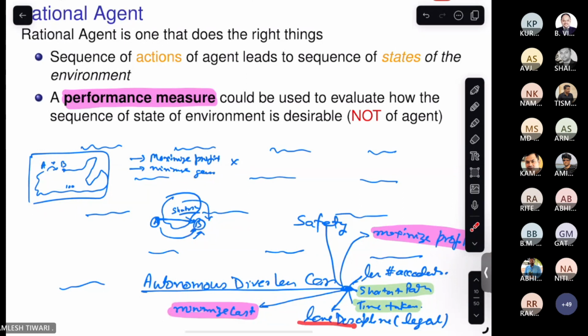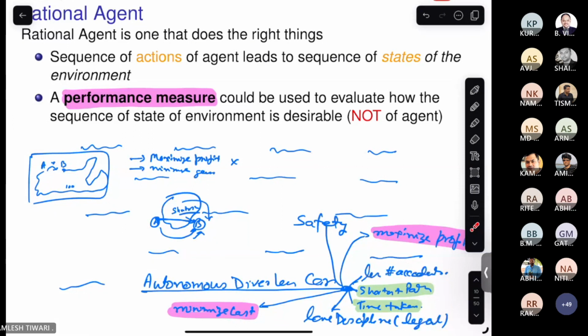Lane discipline is again a very important thing. That lane discipline somebody should follow. But only following lane discipline and going from this particular side is again going to be a big problem. Yes or no? Less number of accidents. Again, I think it comes into this lane discipline only. If somebody is following the lane discipline, then definitely there will be no accidents. So we can combine these two things in one.